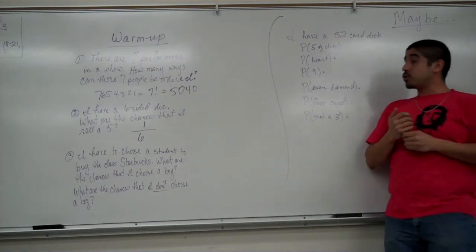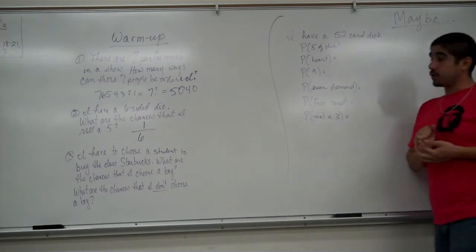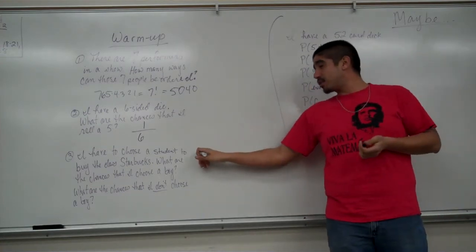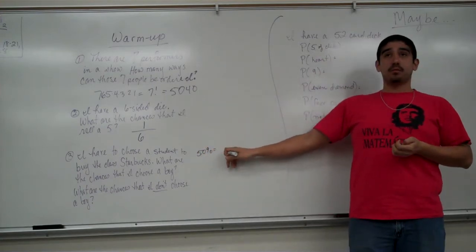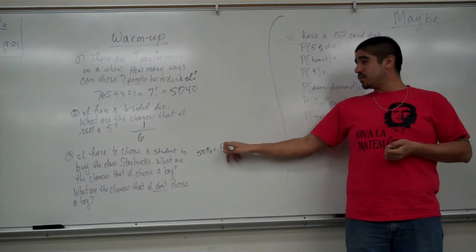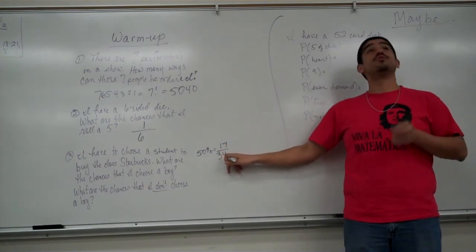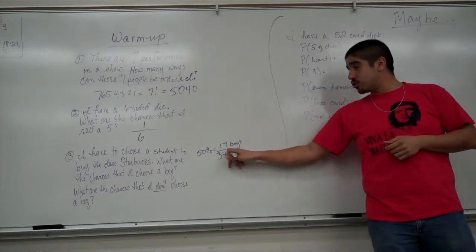Okay, so I have to choose a student to buy the class Starbucks. What are the odds that I choose a boy? 1/2. So I heard 50% earlier and I heard 1/2 now. What fraction is going to give you 50%? 17/34. Why 17? Because there's 17 boys. And 34 what? Students. Good. So 17 boys out of 34 students.